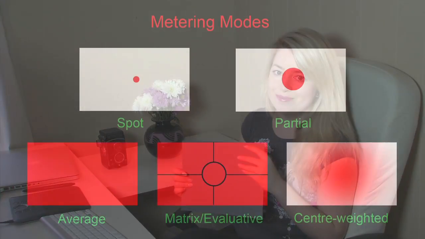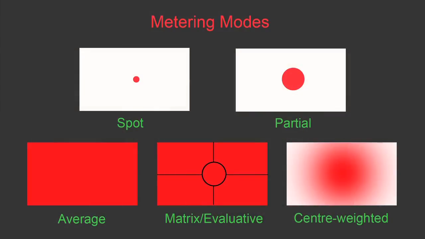Give it a try. There are a few different types of metering modes, and some cameras could have one or others, or some cameras have all of them. And those are spot metering, partial metering, average metering, matrix or evaluative metering, and center weighted metering.